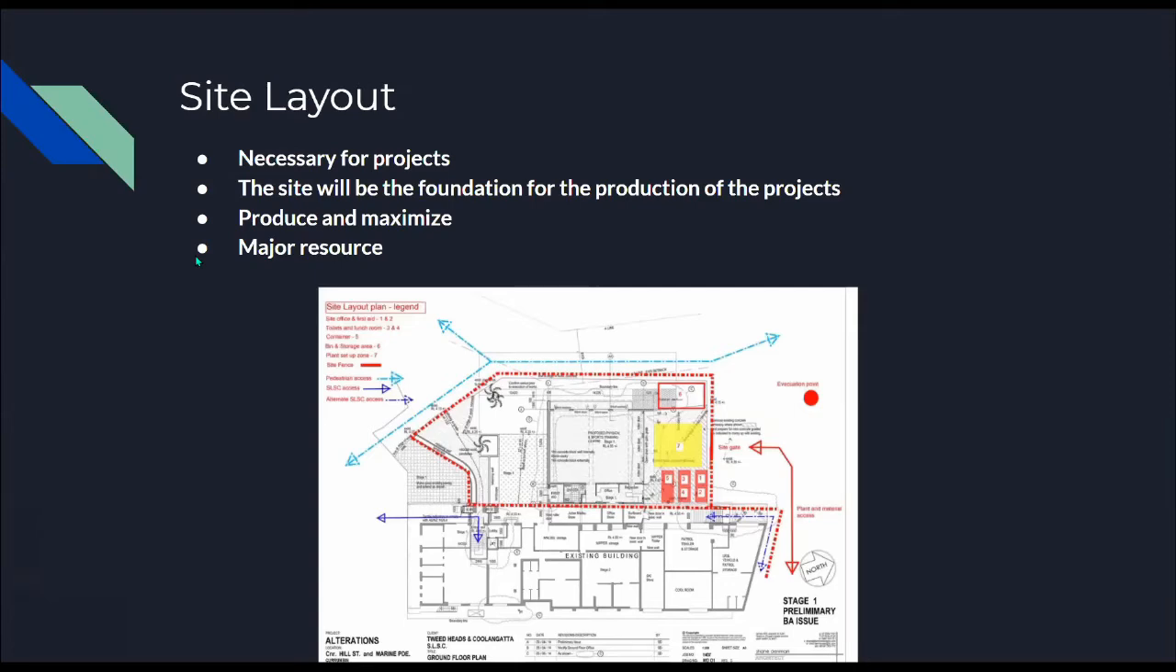Planning the site layout is necessary for all engineering, architectural, building, and construction projects. This site will be the foundation for the production of the projects. The primary reason is planning the site layout to produce and maximize working environment efficiency and safe construction activities. The site space is a major resource which in turn influences other resources such as money, material, labor, and equipment.